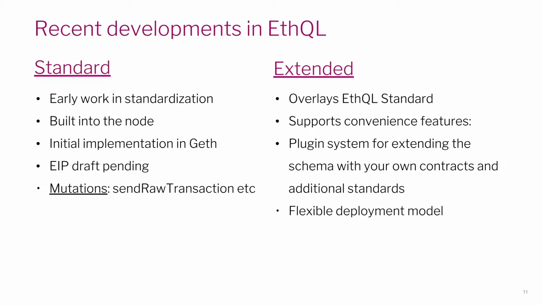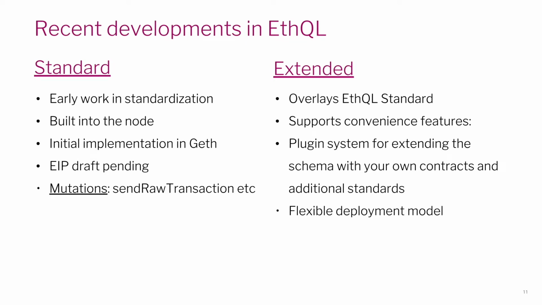I just wanted to touch upon this right now. This is a very rapidly developing space for us. So there's two sort of flavors that we have. There's the standard flavor and an extended flavor. The standard version of EthQL is what we're working through to get ratified as an EIP. We're trying to get this standardized and implemented directly in the nodes. And there's initial implementation in Geth, and I believe it's going to be out in the next point release.